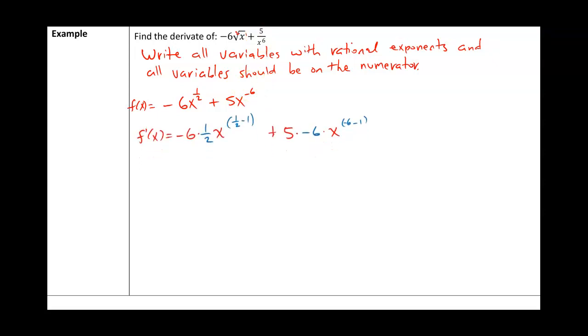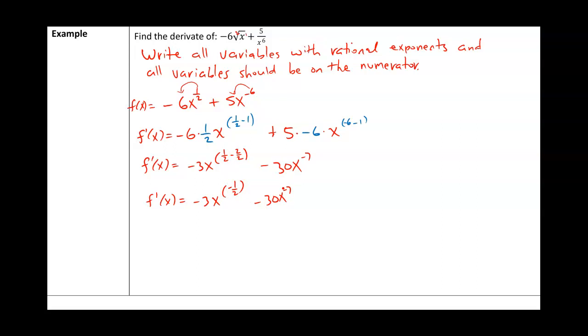So we're going to multiply, so the 1/2 multiplies with the -6, and then we subtract 1 from 1/2. Same over here, the -6 is going to come down and multiply with the 5, and then we subtract 1 from -6. So -6 times half is negative 3. The 1, I'm going to rewrite as 2 over 2 to get a common denominator, and then we have -30 as the coefficient. -6 minus 1 is x to the -7th. So if I simplify this, 1/2 minus 2 over 2 is -1/2, minus 30x to the -7th.